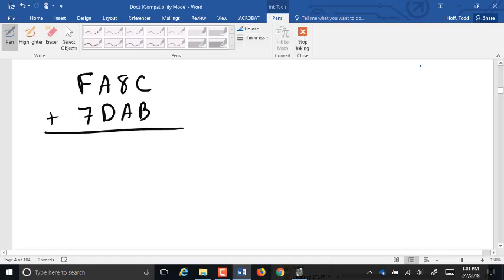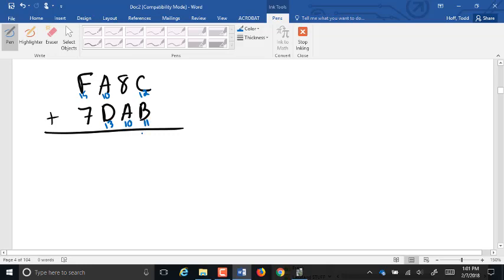What about adding with hexadecimal? Well, the first thing we need to do is convert them to their numerical value. At least the first thing I do is convert them to their numerical value. You don't have to. F is 15, A is 10, C is 12, D is 13, A is 10, B is 11.